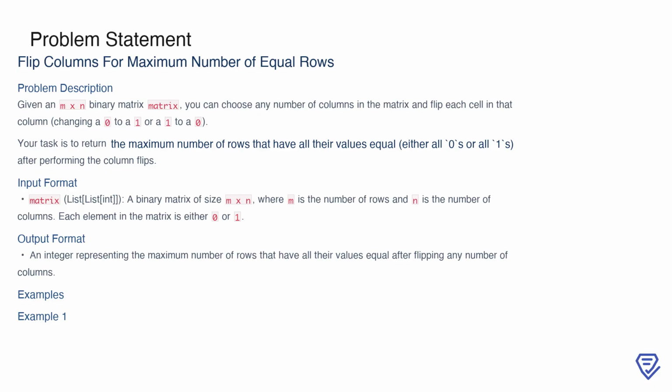For instance, if a column contains 0, 1, 0, flipping it would result in 1, 0, 1. The input to our problem is the binary matrix itself, and the output will be an integer representing the maximum number of rows that can be made completely uniform. Now, let's explore some examples to better understand how this works.